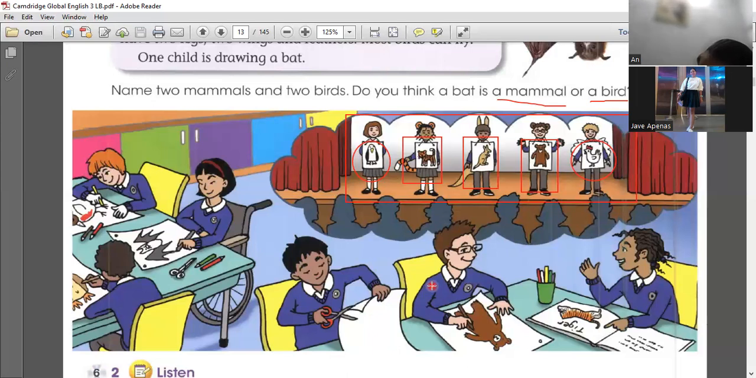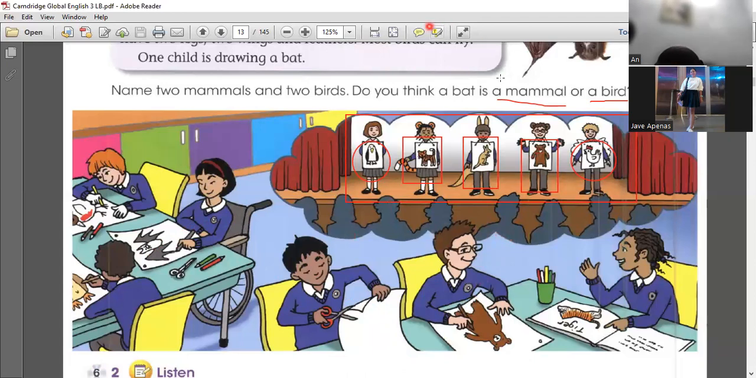Do you know the reason why? No. Okay, actually the reason why a bat is a mammal is because, like all mammals, they can make milk for their young. Yes, a bat can make milk for their babies. And also they are not birds because they don't lay eggs. Bats don't lay eggs, okay?